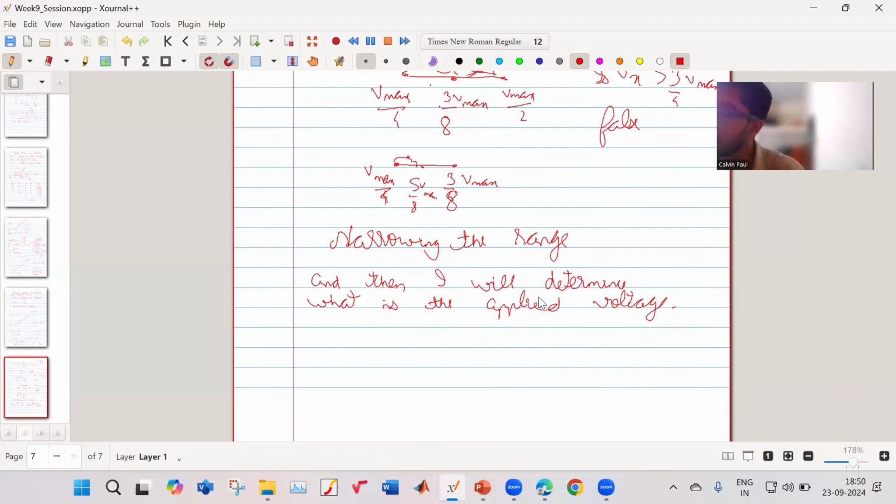So this is how the SAR ADC works. This is how the SAR voltmeter works. Okay, it is successive approximation and it will give you your estimate.